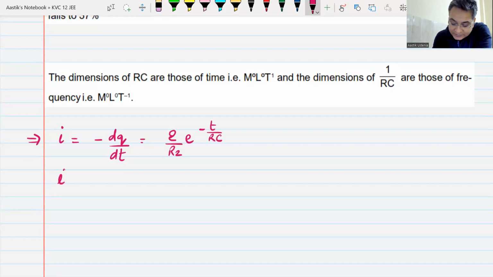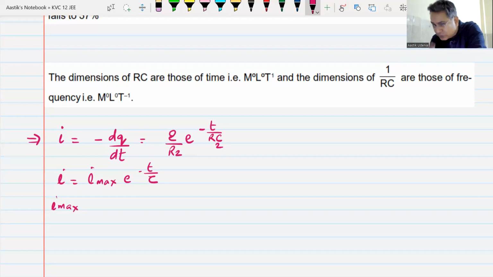You can write this current like this: I is equal to I max e to the power minus t by tau. I must write R2C so that you understand that R2 comes in. What is the value of this I max? This I max is the current at time t equal to 0, which is when it is maximum, and I max is E by R2. Do we understand this? Yes or no?